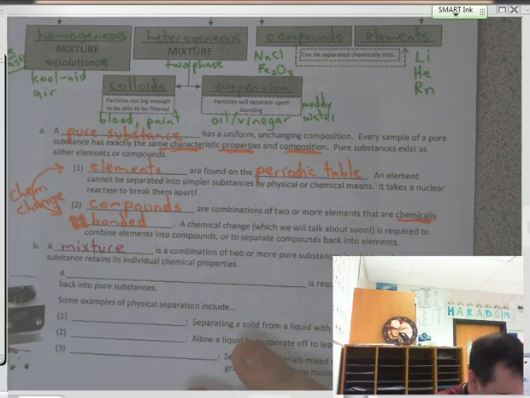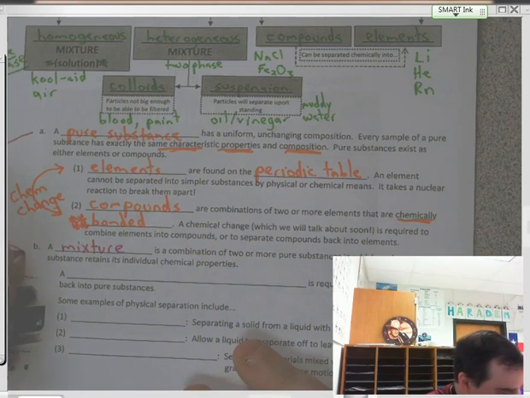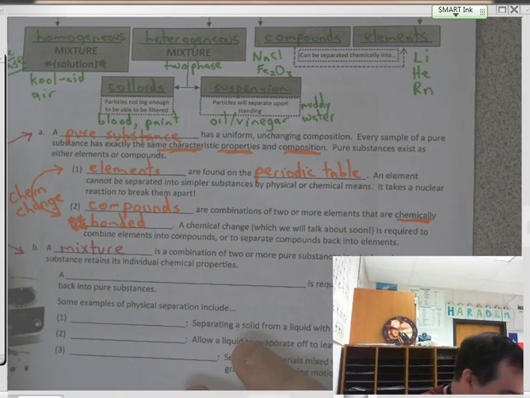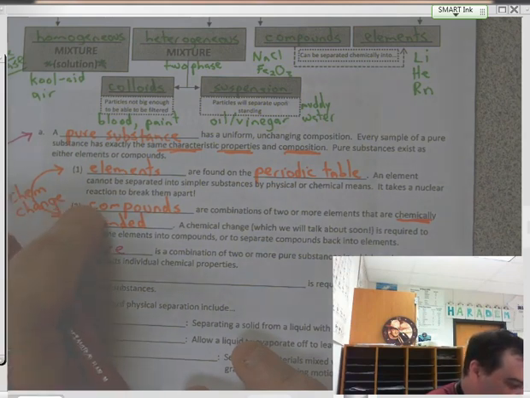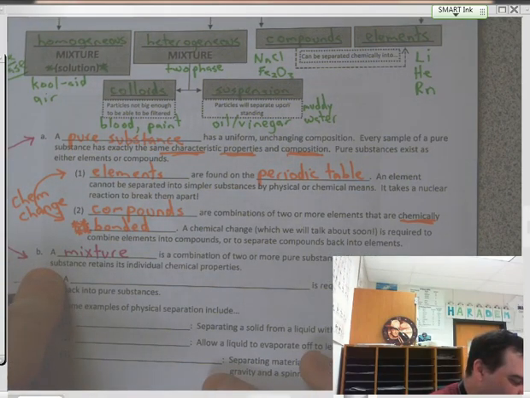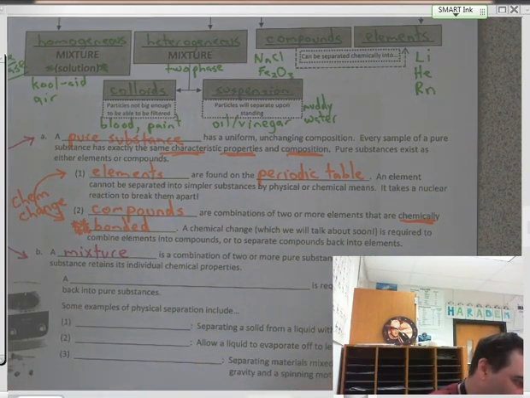A mixture is a combination of two or more pure substances, each retaining its individual properties. Okay, so to go from pure substances to mixtures, or mixtures to pure substances, you have to do a physical change. You can take salt and water, which are both compounds, physically mix them together by making a solution, and you can make a mixture. Or you can physically separate them by, like, evaporating the water, for instance, and then you can have their salt back and your water vapor back.